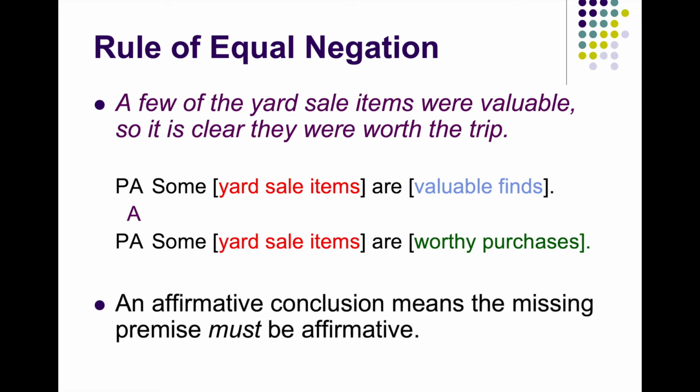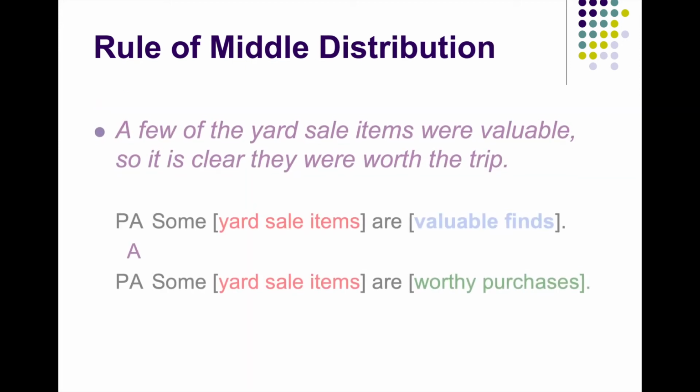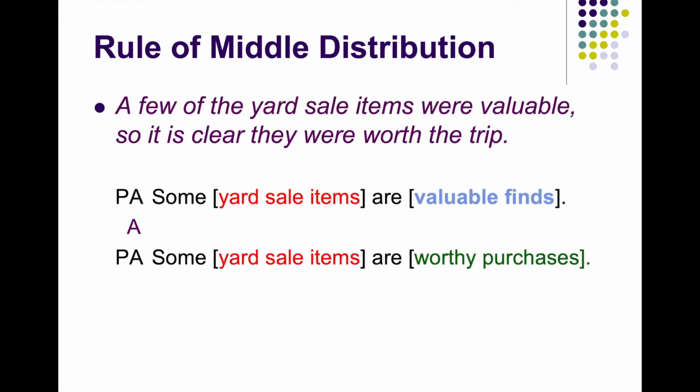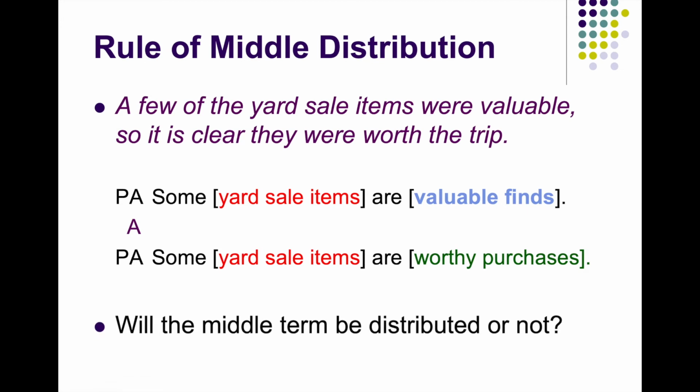An affirmative conclusion means the missing premise must be affirmative, because if you had a negative missing premise, you would commit the fallacy of unequal negation. So you apply that rule of equal negation to get a valid syllogism, and that will generate an affirmative missing premise. Then you can go to the middle term and apply the rule of middle distribution. Will the middle term be distributed or not?